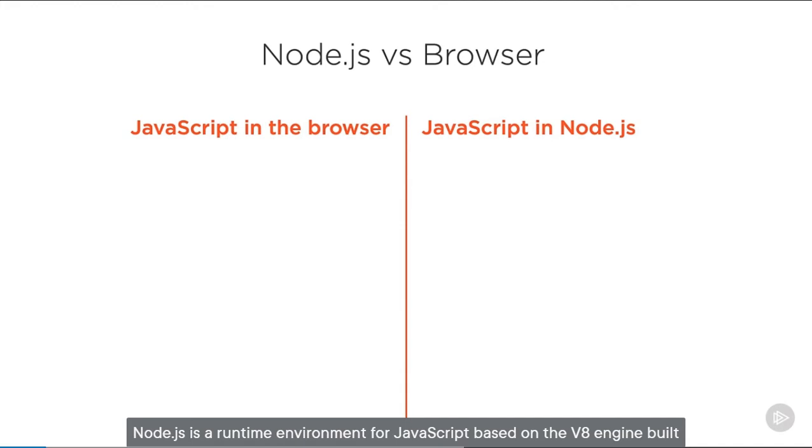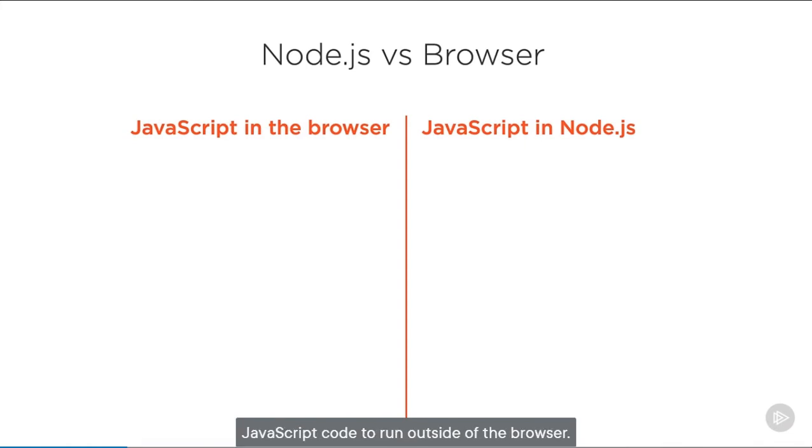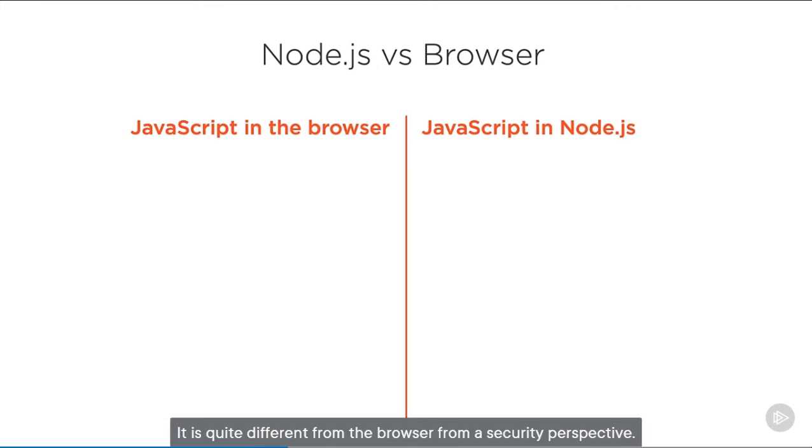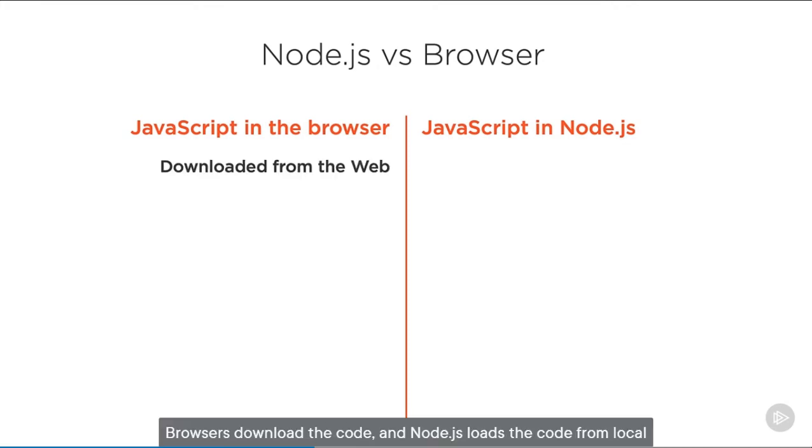Node.js is a runtime environment for JavaScript based on the V8 engine built for the Google Chrome browser. The unusual thing about it is that it allows JavaScript code to run outside of the browser. It has gained a lot of popularity and has proven to be a popular tool to build command line programs and web applications. It is quite different from the browser from a security perspective.